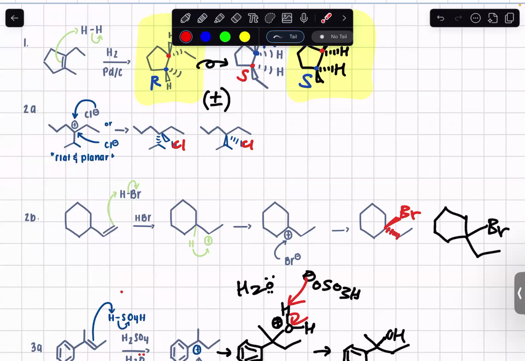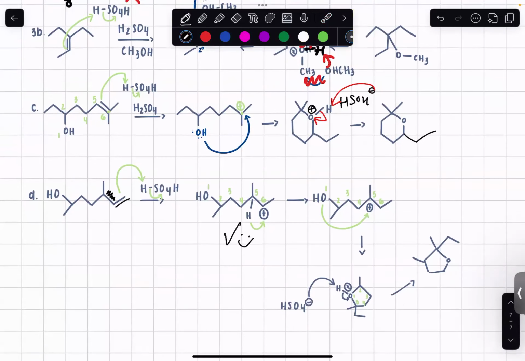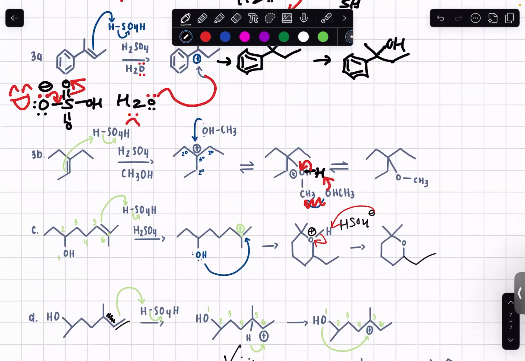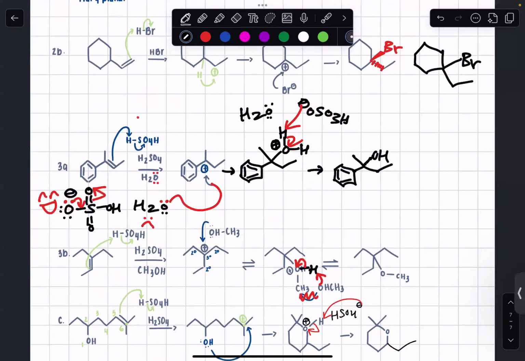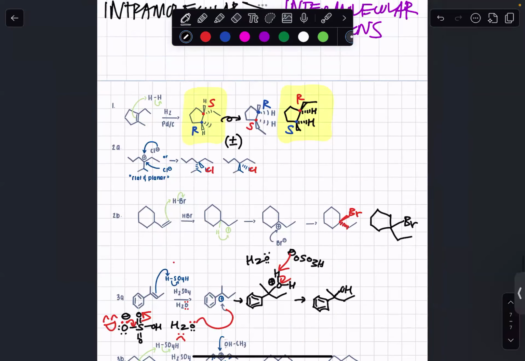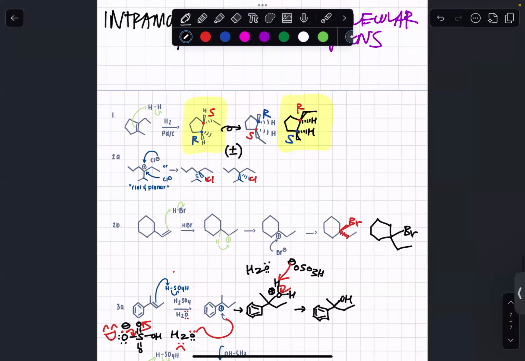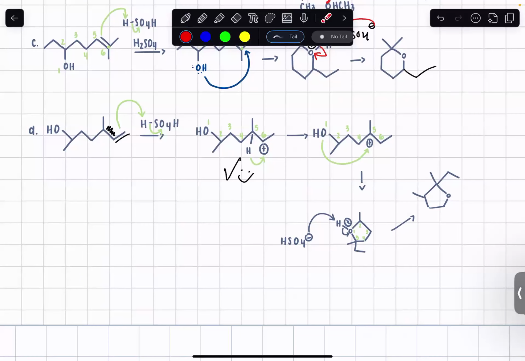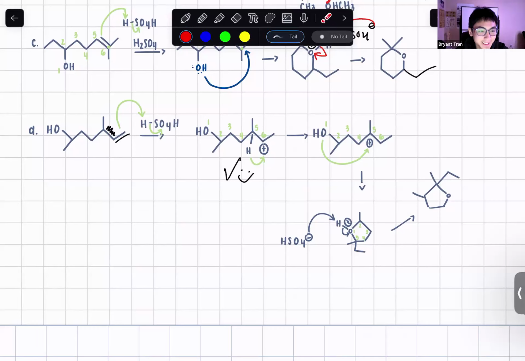like syn addition, anti addition, Markovnikov, anti Markovnikov. Okay, that's good. Thanks for giving me that one. That one was actually not bad because I know we've only ever worked on six-membered rings, so the five-membered ring had me think, is a five-membered ring possible? I was like, yeah, let me just see.